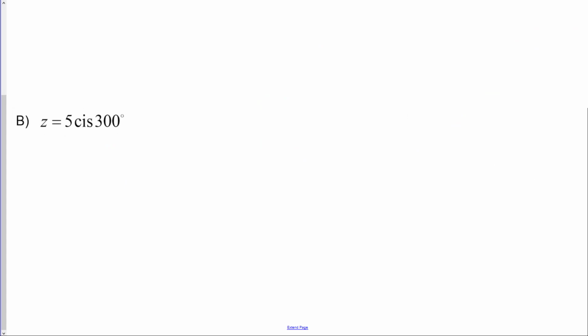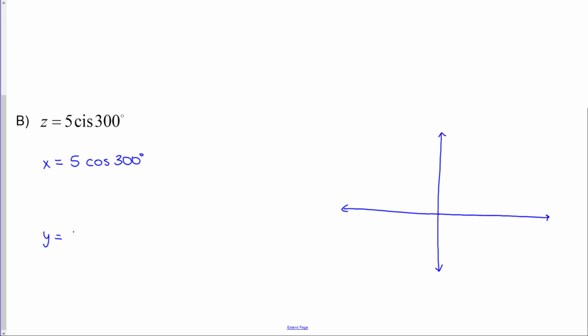All right, 5 CIS 300 degrees. Well, again, the main thing that I need to be able to do is come up with values for sine and cosine. Because all I'm going to do for x and y, and I'll give myself some more space this time, is take 5 cosine 300 degrees and 5 sine 300 degrees.